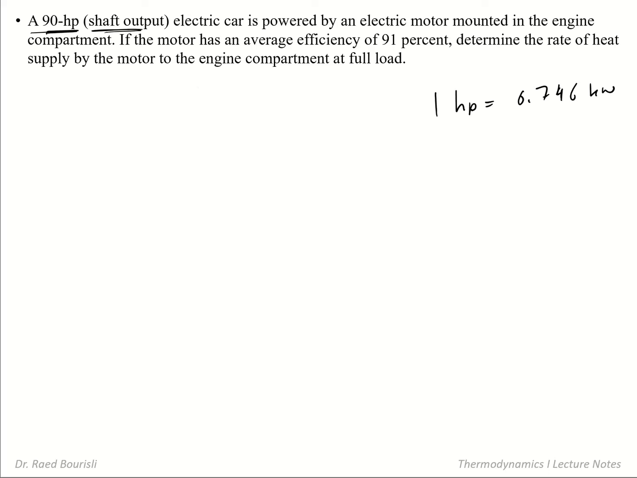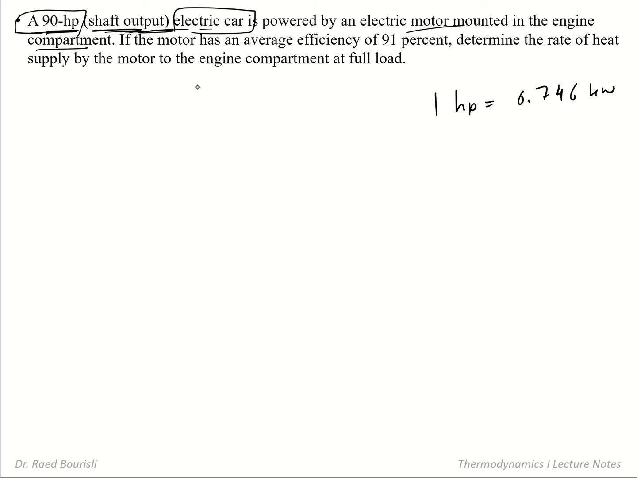So you have an electric car that has this shaft power. It's a very weak car. This is powered by an electric motor mounted in the engine compartment. So an electric car could be, for example, a train or a golf cart.